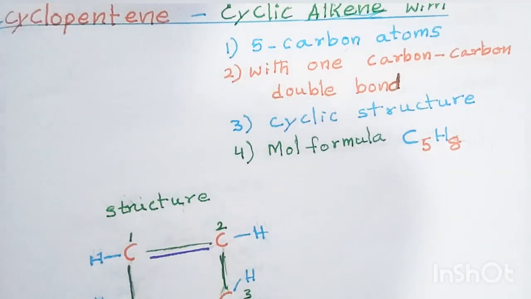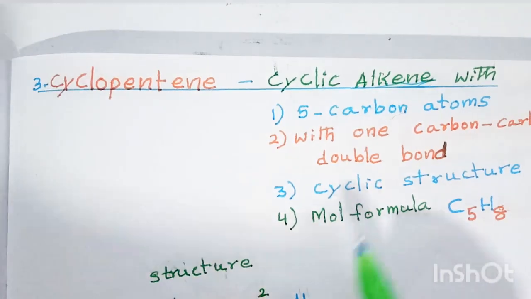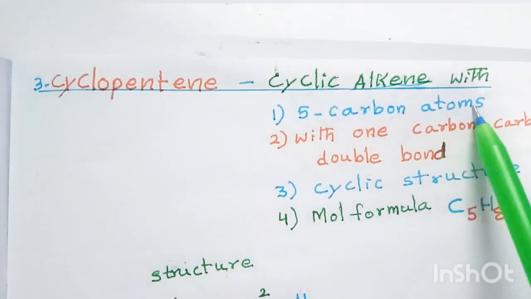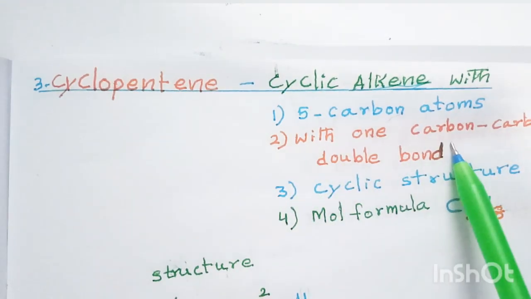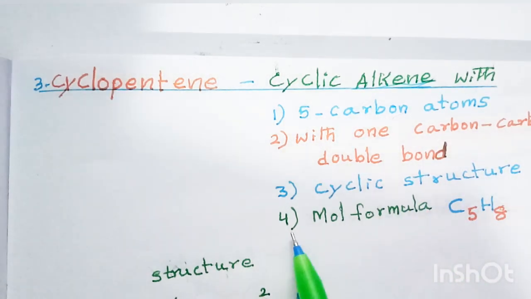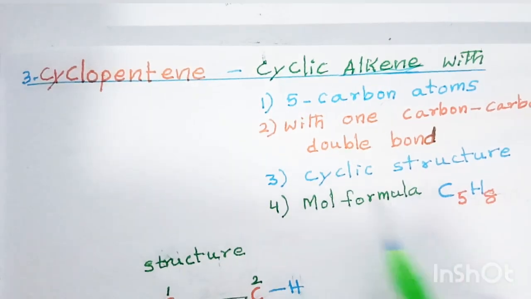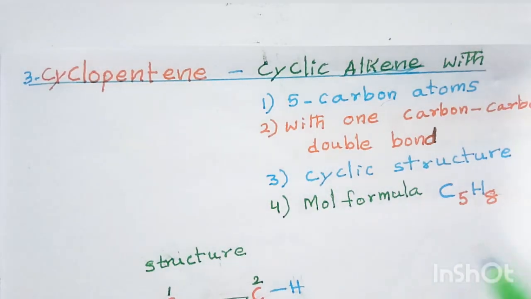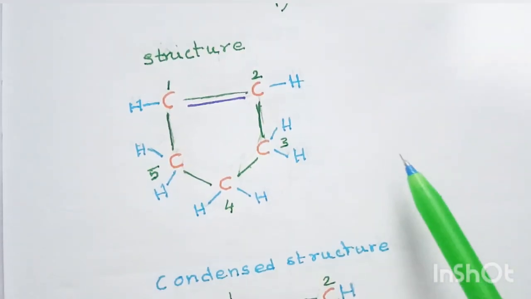cyclopentene. Cyclopentene is nothing but a cyclic alkene with 5 carbon atoms with 1 carbon-carbon double bond and a cyclic structure, that is ring form. Its molecular formula will be C5H8. Anybody can tell that because C5 double 5 is 10, minus 2 is 8. So C5H8. Let us draw the structure of cyclopentene.